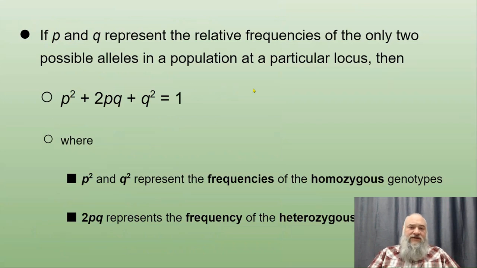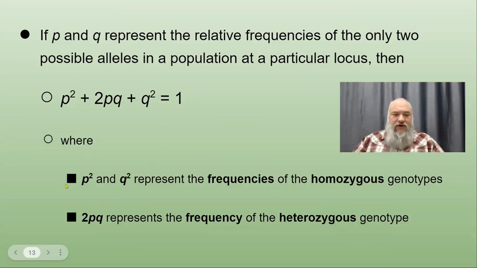So if P and Q represent the relative frequencies of the only two possible alleles in a population at a particular locus, then that's our equation. That's the frequency of one allele, that's the frequency of another, and then you square it, you get all this, and it should add up to 1, if things are constant.